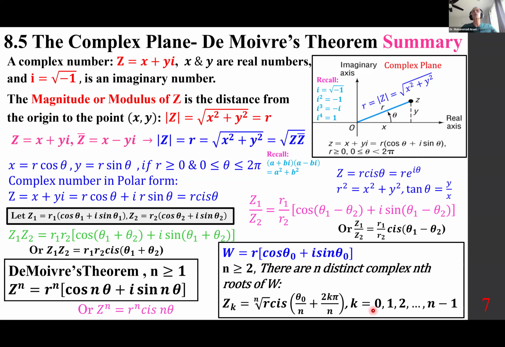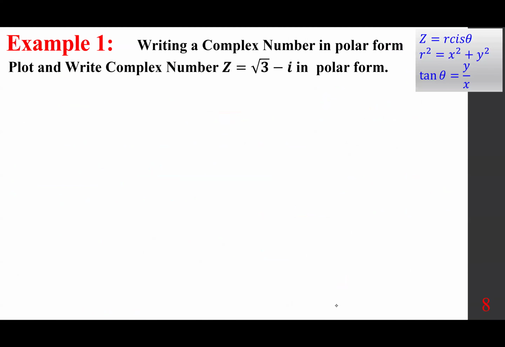This is the summary. We are going to make some sense out of each and every one of them by looking at the examples to make sure everybody is clear. By the way, this is 360 degrees k over n or 2k pi over n, depending upon whether we go with the radian format or degree format. All right, to get this started with a simple example, writing a complex number in polar form: plot and write the complex number z equals square root of 3 minus i in polar form.